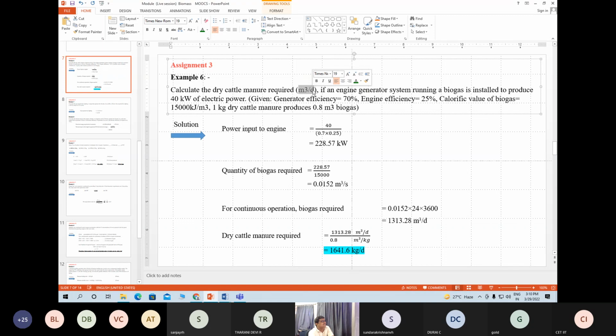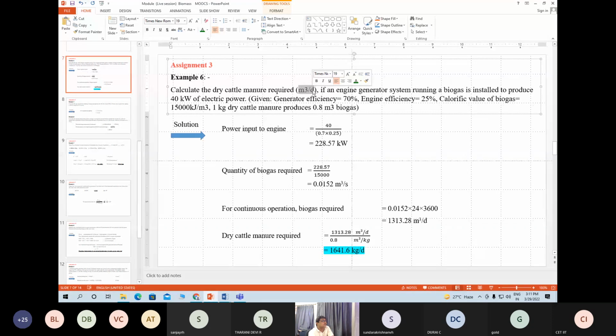In this case, the engine generator system running on biogas is installed to produce around 40 kilowatt of electric power. There is a generator in the system, because it produces the power. The generator efficiency is 70%, and the engine efficiency, used to couple with this system, is 25%. When you divide by these, you will get the exact power input to the entire system to produce 40 kilowatt of electric power.